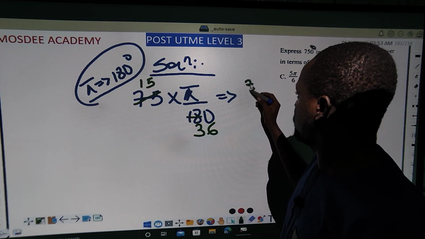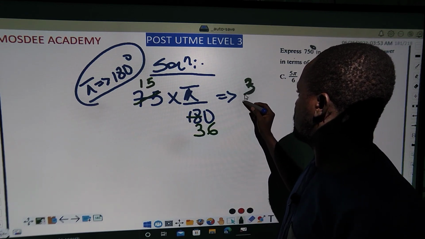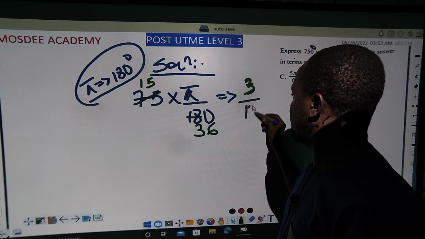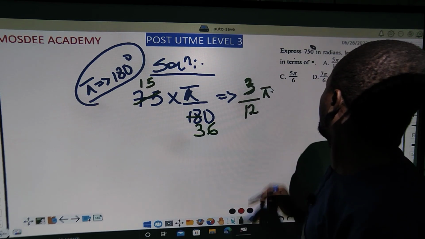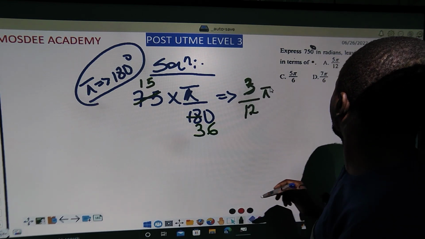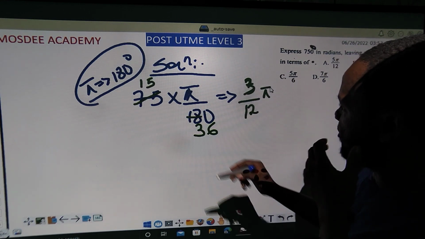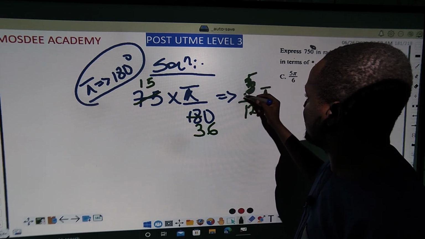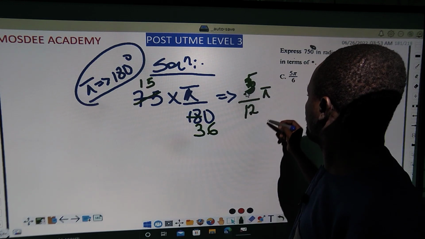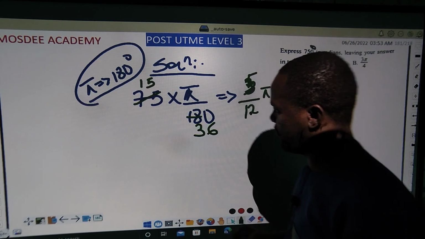And 5 can go in 36 12 times. Then pi. Am I right? So you can also say, is it 12? 5 can, this is 5. 3 can go in 15 5 times. So it is 5 over 12 again.